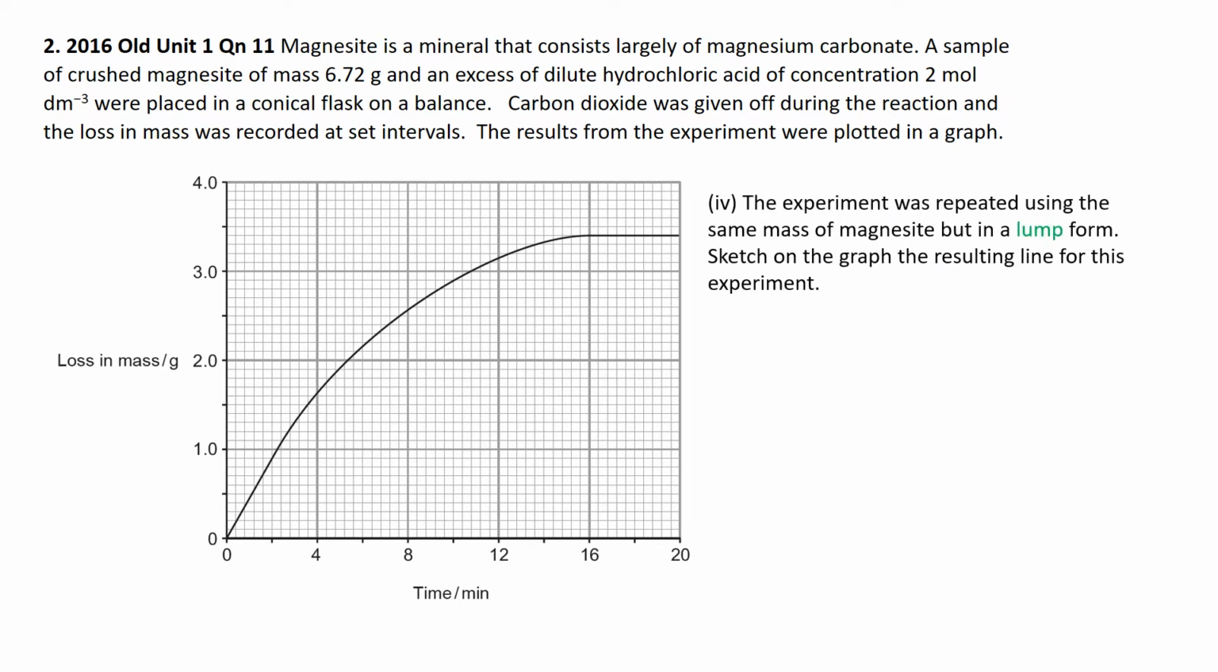Still on this question, now we're doing it in lump form. We started off with crushed or powdered magnesite, so a nice high surface area, but now we've got lumps, so same amount but less surface area, thus less of the magnesite at any one time available for reaction. So anytime you use lumps instead of powder, it's going to go more slowly, and so we'll have it looking something like that. A hand-drawn little graph showing the reaction is going to take place, but it's going to take much longer.